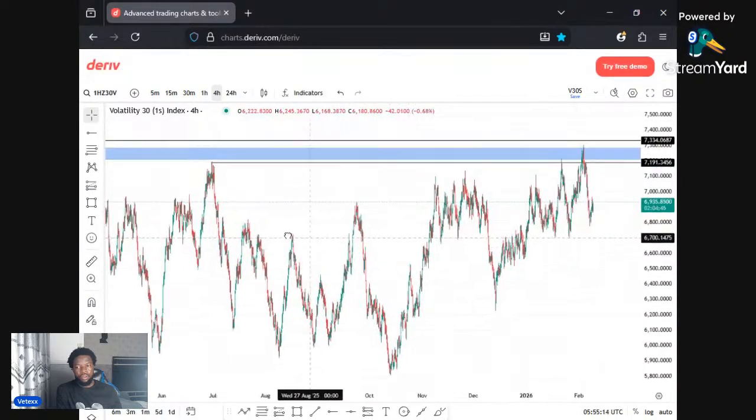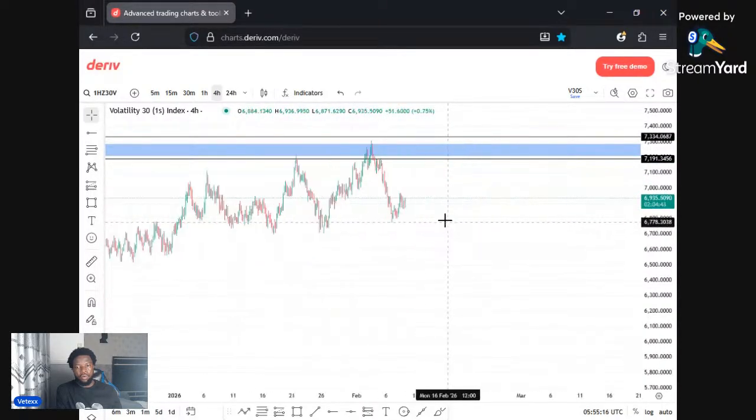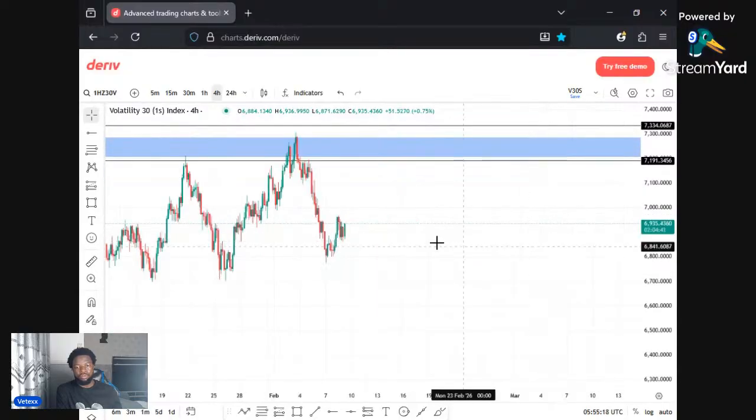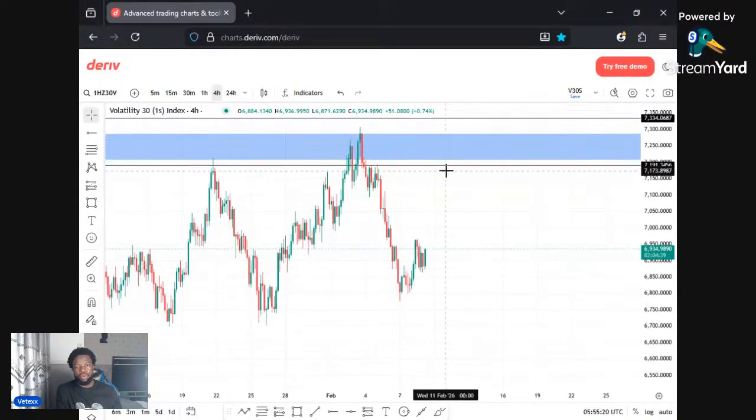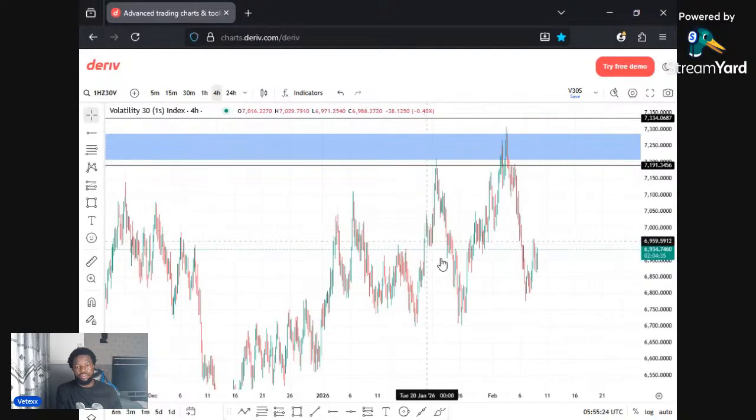So price is trying to come into this zone. So when price comes into this zone, we can actually sell from here to the opposite direction. So this is what we have.